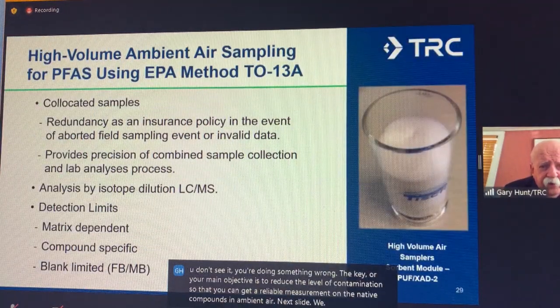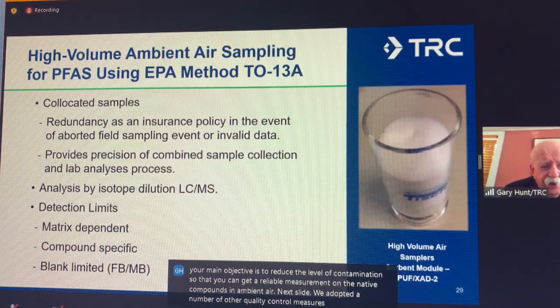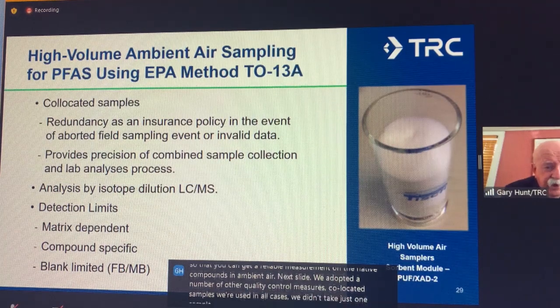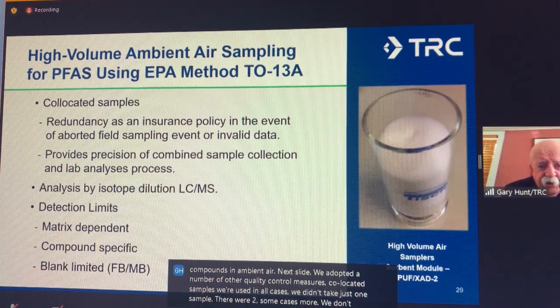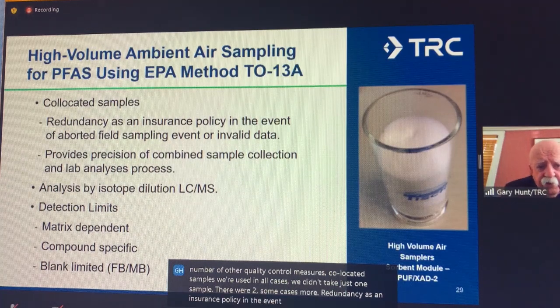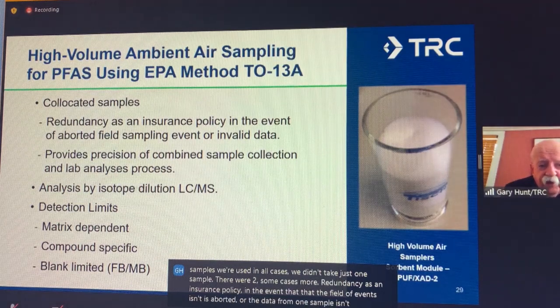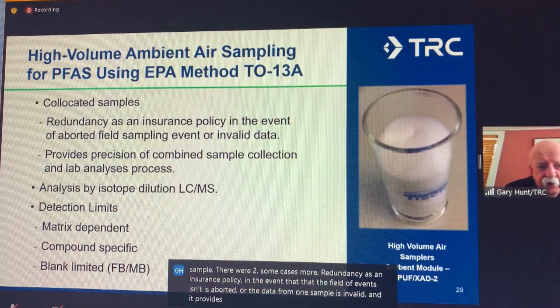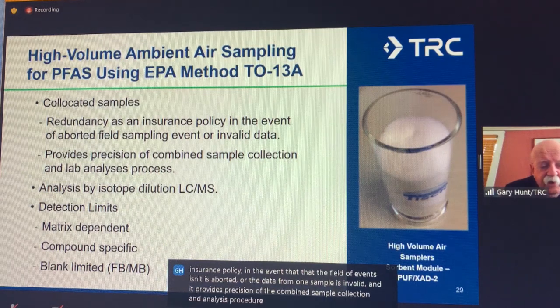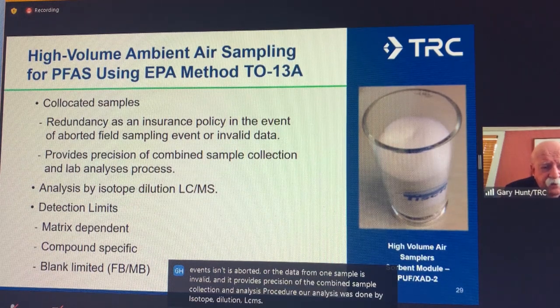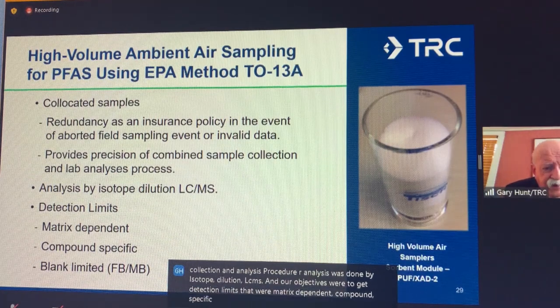Next slide. We adapted a number of other quality control measures. Co-located samples were used in all cases. We didn't take just one sample. There were two, in some cases more. Redundancy is an insurance policy in the event that the field event is aborted or the data from one sample is invalid. And it provides precision of the combined sample collection and analysis procedure. Our analysis was done by isotope dilution LC-MS, and our objectives were to get detection limits that were matrix dependent and compound specific, and see what the influence of blanks would be on those detection limits.